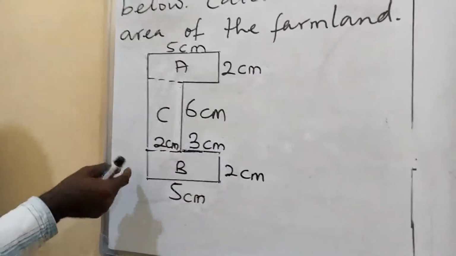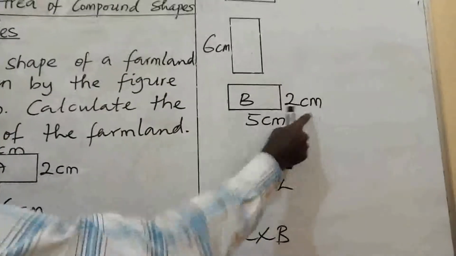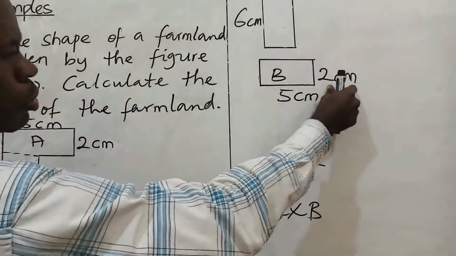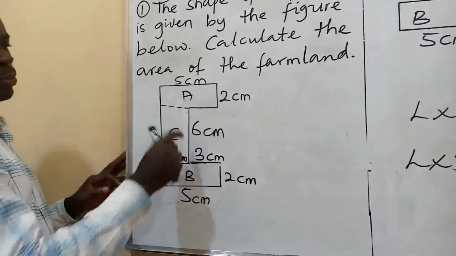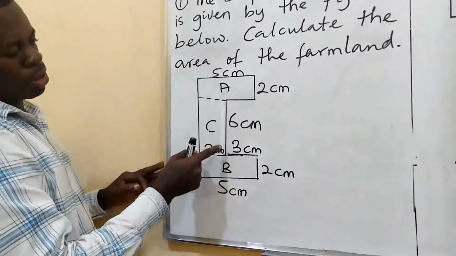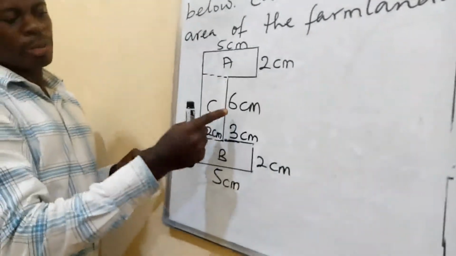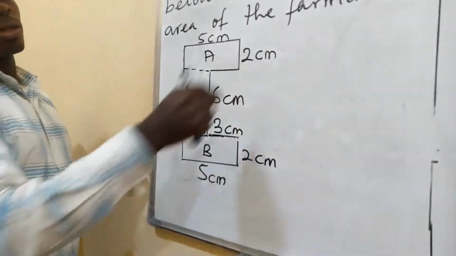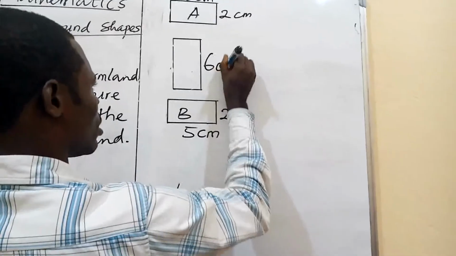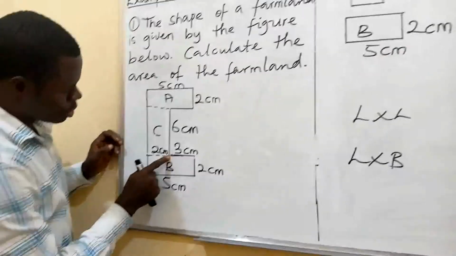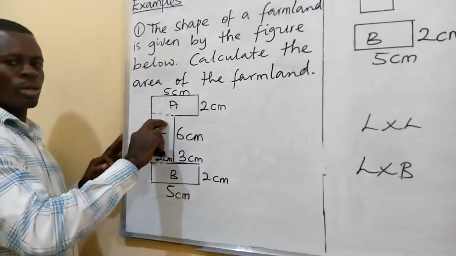Alright? So we have already cut out this rectangle B, which is here. The breadth is what, 2 centimeters, and the length is what, 5 centimeters. So what is left is rectangle C. Alright? Looking at rectangle C, from this point to this point, which is the length of rectangle C, has been given to be 6 centimeters. Alright? I think I'll write it this side so that you don't get confused. 6 centimeters. Alright, from this point to this other point, it has been given to be 6 centimeters. That's the length of rectangle C.